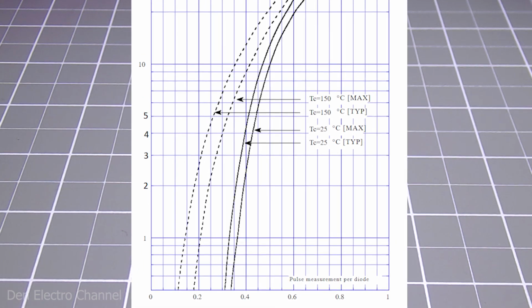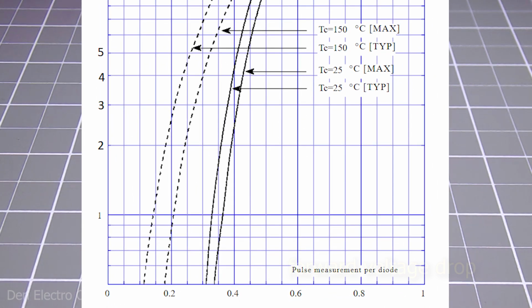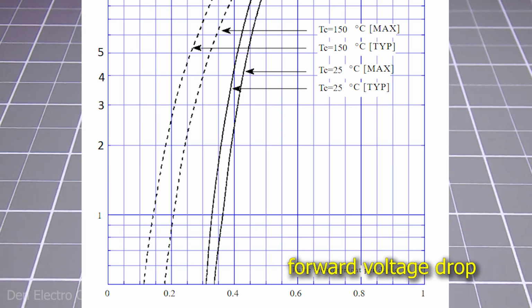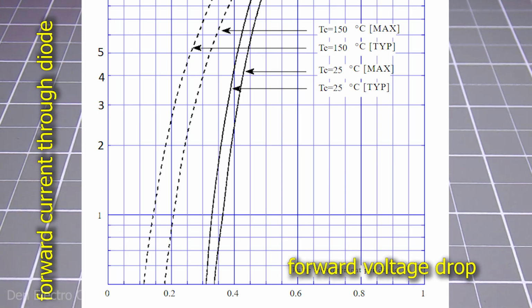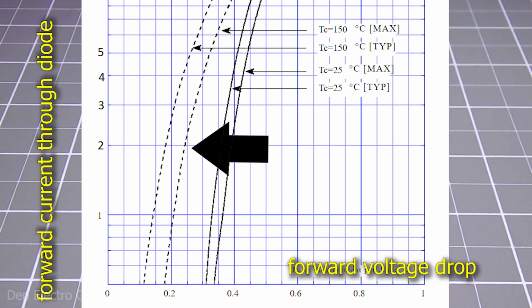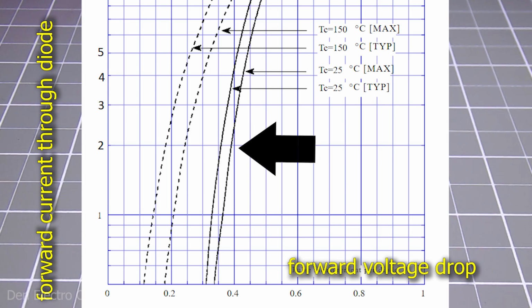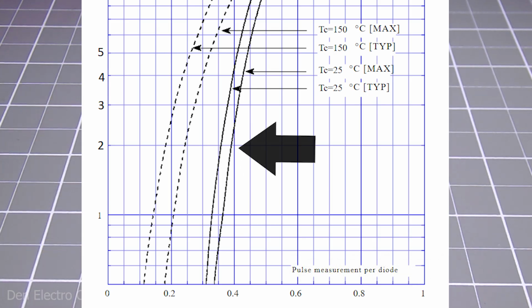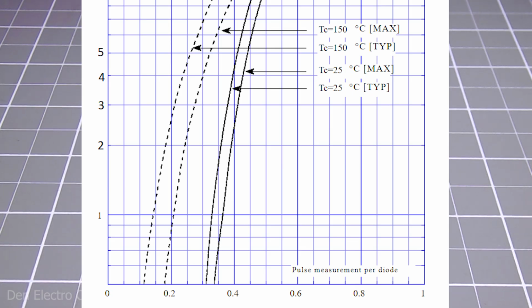Let's explain how to find out. The horizontal axis indicates the voltage drop, and the vertical axis the current passing through the diode. Two dotted lines indicate a voltage drop at a temperature of 150 degrees, and two solid lines indicate a voltage drop at a temperature of 25 degrees. There are two values for each temperature, typical and maximum. This is due to the fact that there are no two identical diodes. They can always have a discrepancy in parameters.